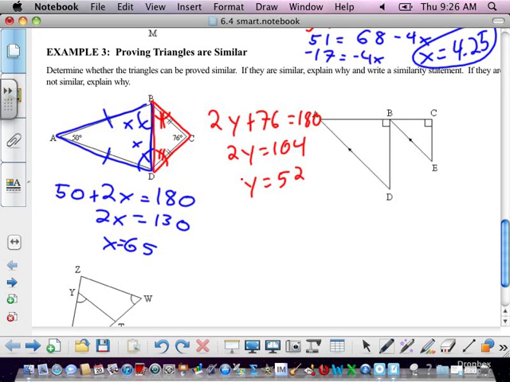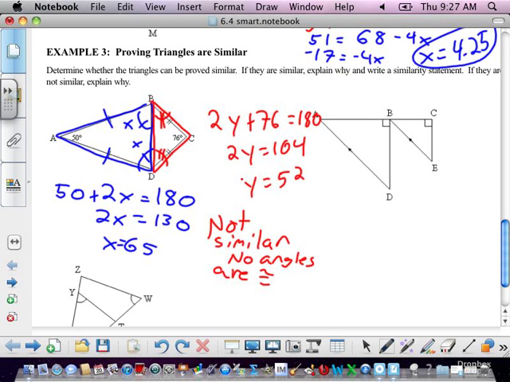So do I have two angles on both of these triangles that are congruent to each other? Is any of the angles on the blue triangle congruent to any of the angles on the red triangle? No. Not similar. No angles are congruent. How do we feel? Good, bad, okay?